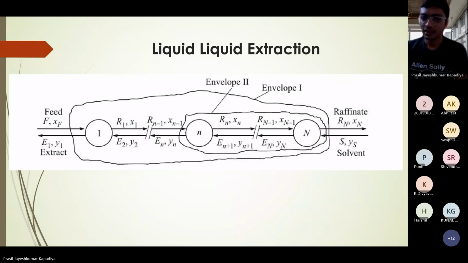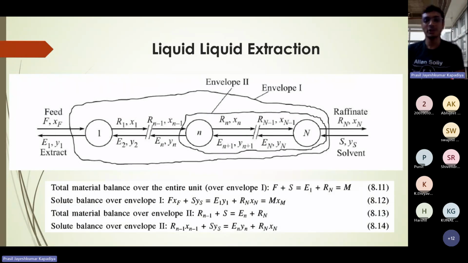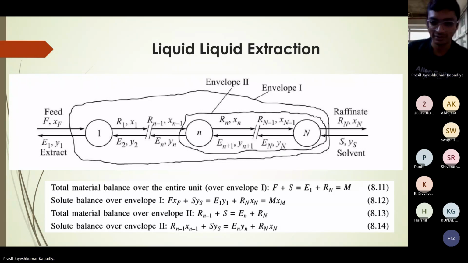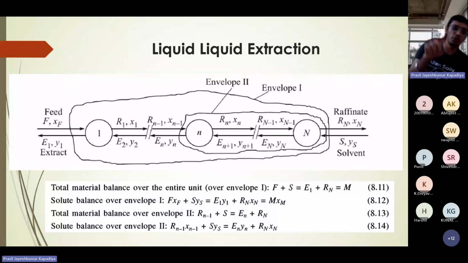Counter current. We are adding feed from stage number 1 and we are adding solvent from stage number n. So those are in counter current mode. So material balance, this thing you have studied, I guess, in mass transfer operation 2, liquid extraction. I am not discussing theory for this part as I assume that everyone knows. These are just material balance equations. You need to plot those ternary diagrams, then curve to find minimum number of trays.